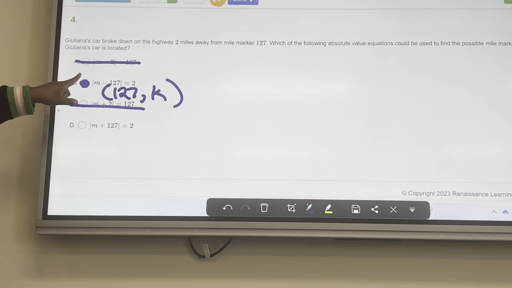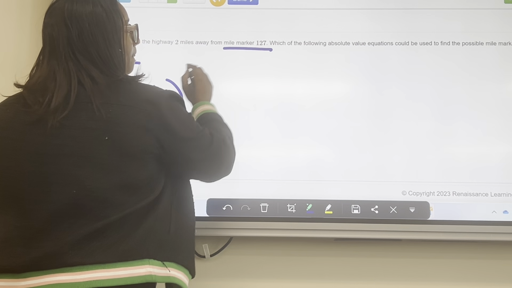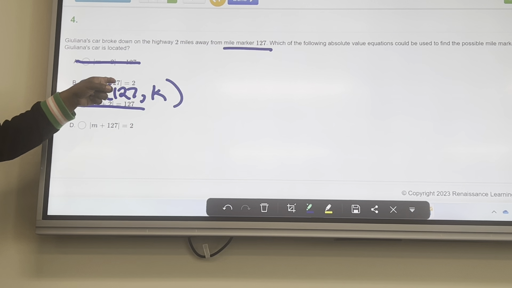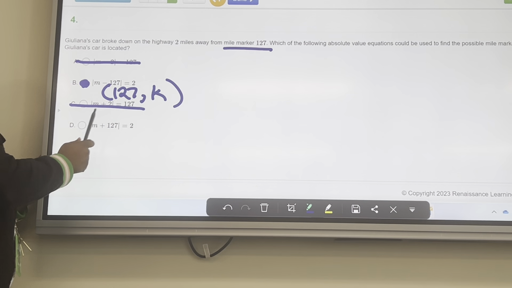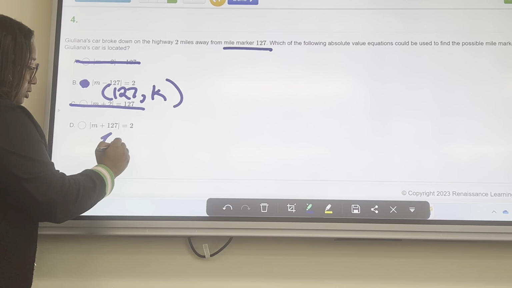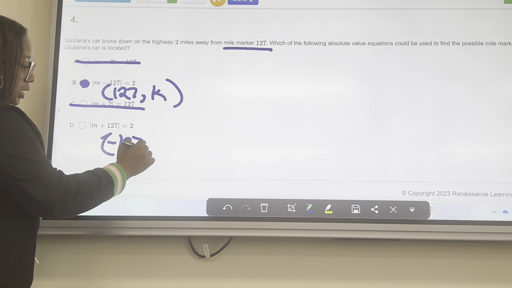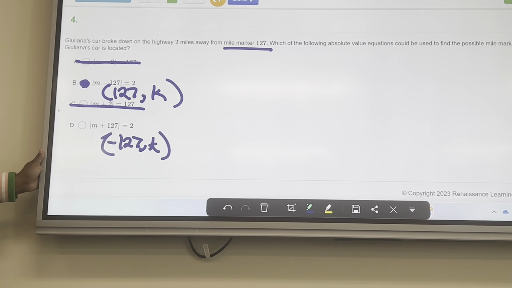All right? So this is the only one that's going to give me the positive 127 mile marker that I'm needed up here. And then also two distances or 2 miles away from 127. It will not be this one because when on this one right here, if I was to start writing the vertex, this is going to be a negative 127, comma, K. For where my mile marker would actually be at.